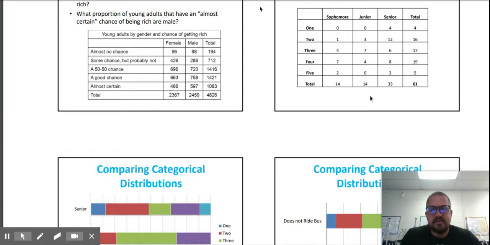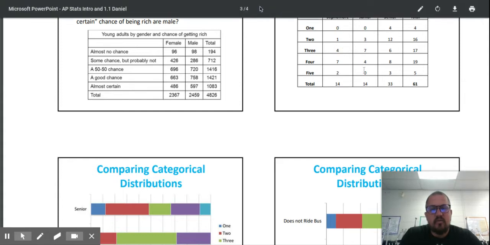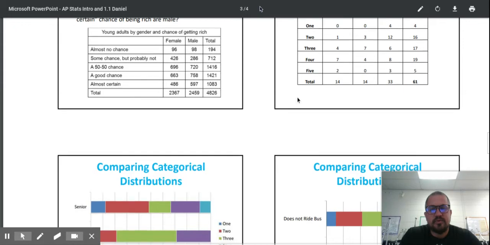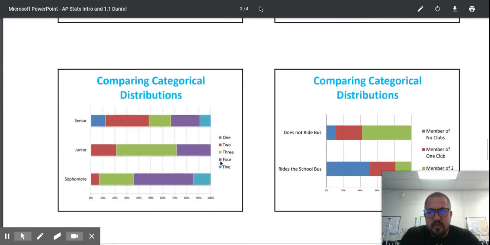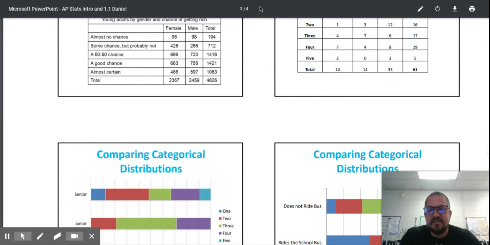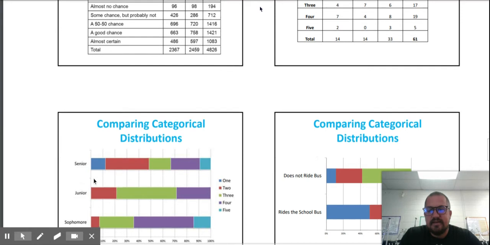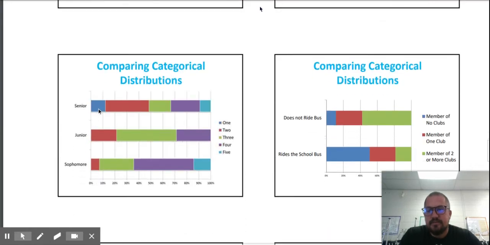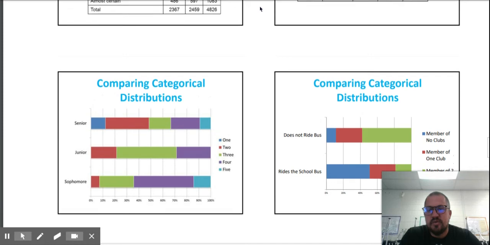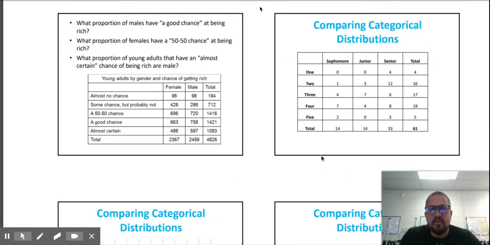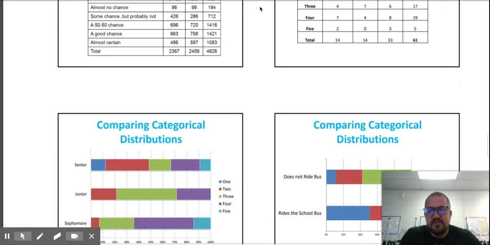Now, if you look at this one, when you compare categorical distributions, notice we're going to look at 1 as being the color blue, 2 red, 3 green, 4 purple, and 5 light blue. And notice they should all add to 100%. So if we look at seniors, we look at what percent of them have 1, what percent of them have 2, what percent have 3, what percent have 4, and what percent have 5. And these are all percentages.